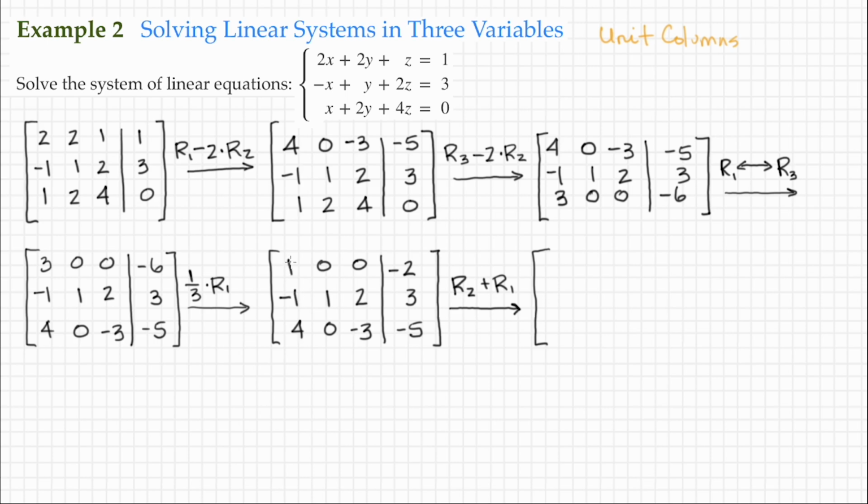-1 plus 1, that's 0. 1 plus 0, that's 1. 2 plus 0, that's 2. Put in our vertical line. 3 plus -2, or in other words, 3 minus 2 is 1. Close off our bracket and fill in the rest of the values. 1, 0, 0, -2. 4, 0, -3, and -5.